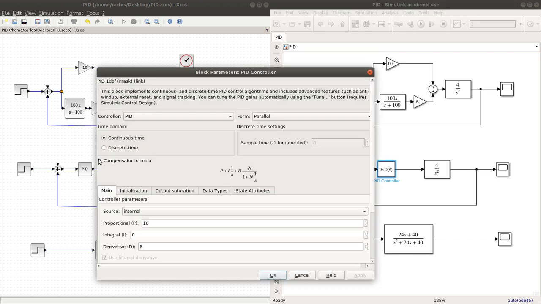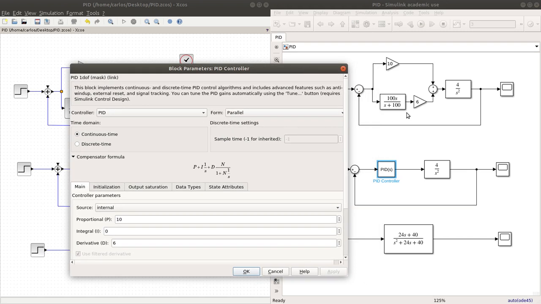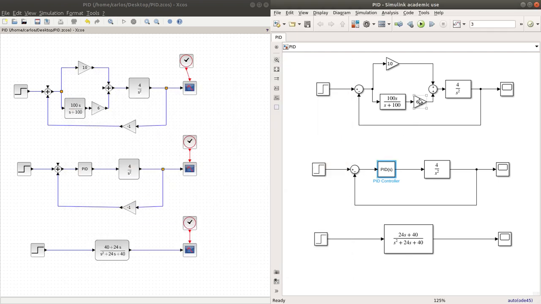What I noticed though is that if you open up the PID block, the way they implement the derivative gain is they have N over 1 plus N over s. And basically what that means is that they're taking their error signal, running it through a derivative filter, which is basically a derivative plus a first order filter, and then multiplying that by a gain. And so this PID block is basically this.